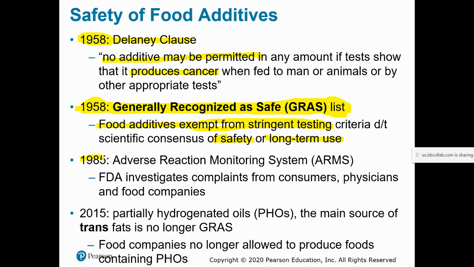About 30 years later, in 1985, we had something called the Adverse Reaction Monitoring System that came about. This was put in place so that the FDA would actually have to begin to investigate complaints coming from consumers or physicians or even food companies about potential adverse effects caused by food additives.